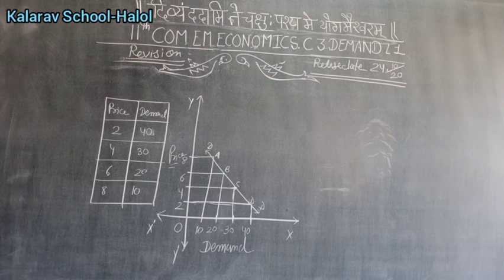Next, expansion of demand. When other determinants of demand remain unchanged, the rise in demand of goods when price falls, due to the fall in price while other factors do not influence it, is known as expansion of demand. Next, contraction of demand. When other determinants of demand remain unchanged, the fall in demand of the goods when price rises is called contraction of demand.